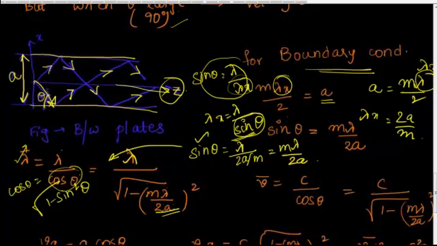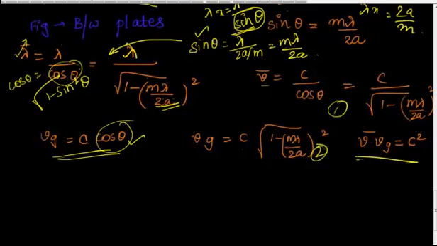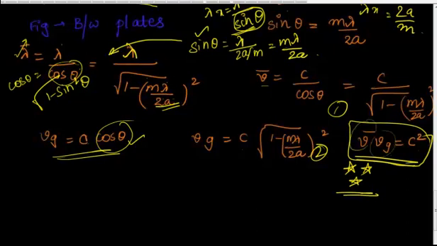And the same thing with V bar is equal to c by cos theta, and c by cos theta is again replaced from sine theta. We also know that group velocity can be written like this: Vg is equal to c cos theta. So again, cos theta you are replacing: c into root over 1 minus m lambda by 2a whole square. And from this equation and this equation you can conclude that V bar into Vg is equal to c square. This is the relation that we derived here. V bar is the phase velocity, Vg is the group velocity, and c is the free space velocity.